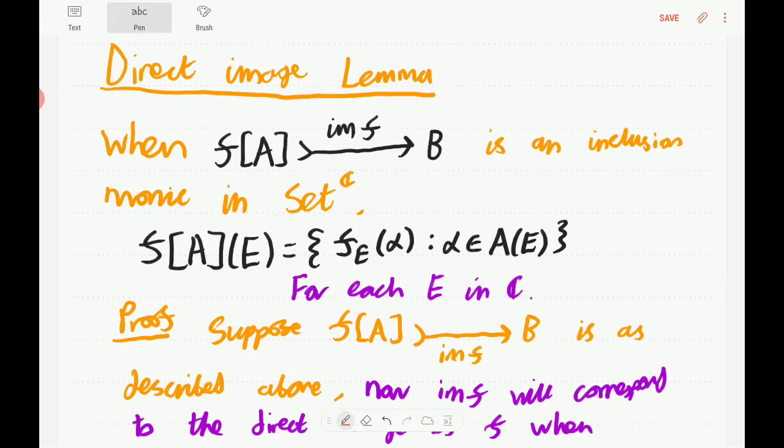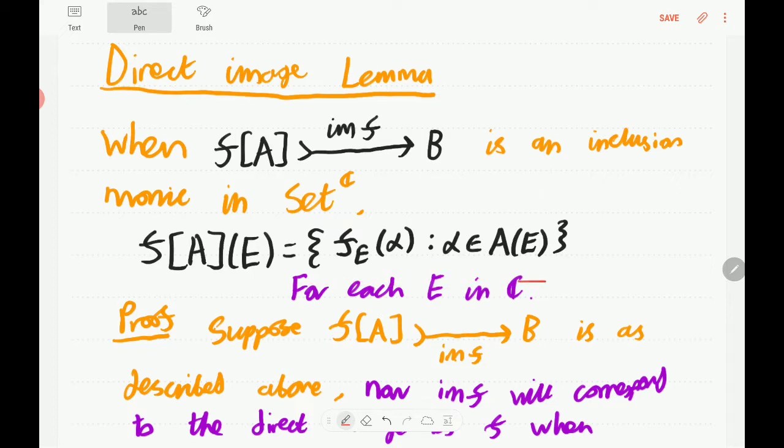It's the collection of stuff in B that has something sent to it under f, okay? And just taking the E-figures related to that gives us the E-figures of the source of this inclusion monic, Im f.